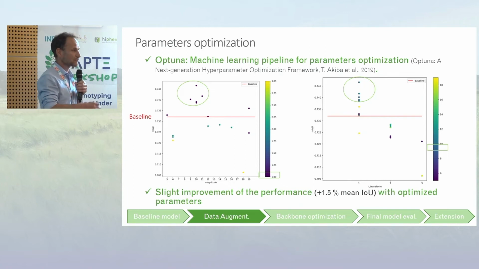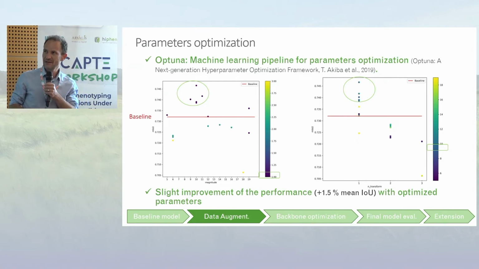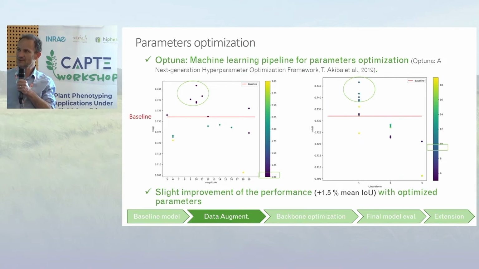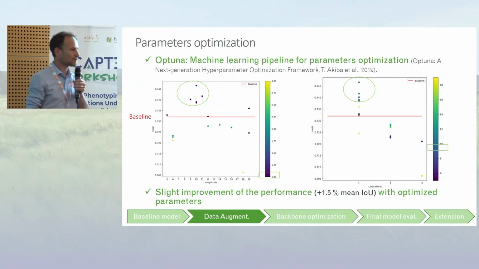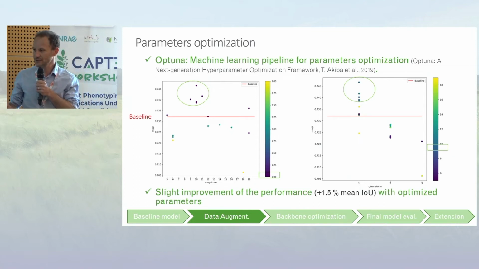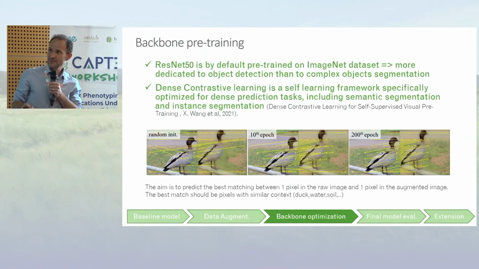That's a common problem with machine learning techniques: we have a lot of parameters, and therefore you need quite sparse and efficient optimization processes to explore all the range of possible parameters in an efficient way. With this, we were able to improve a little bit our baseline model by choosing the best magnitude and number of transformations. So we improved a little bit. The next step was to pre-train the backbone of our model.